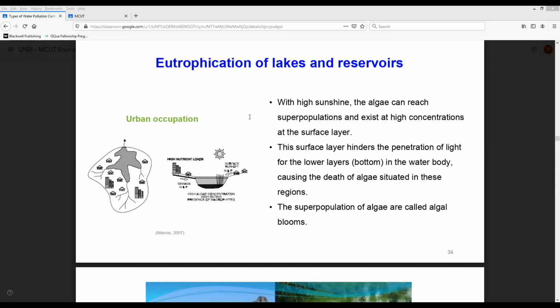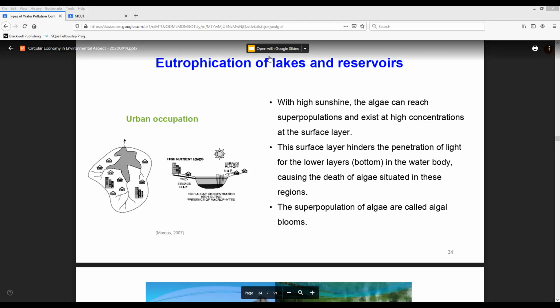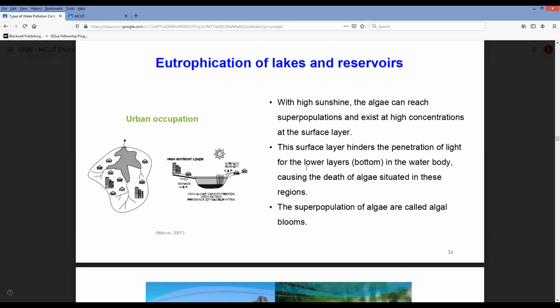This layer hinders the penetration of light to the lower layers. So when there is a layer of algae on top of the lake, the light is not able to penetrate. That's why the bottom part cannot receive light, and why the bottom part of the lake is usually in an anaerobic condition. The superpopulation of algae is called an algae bloom. Next, please.